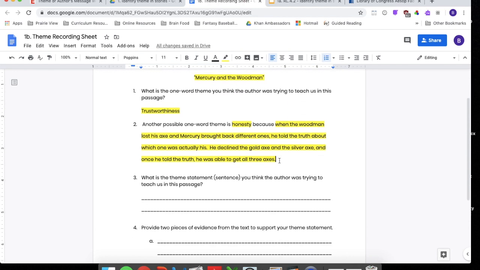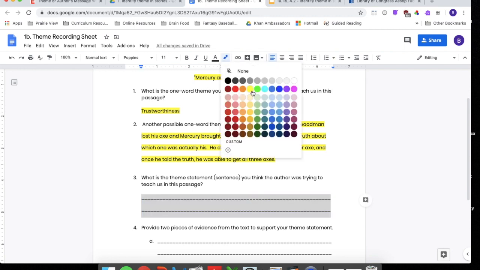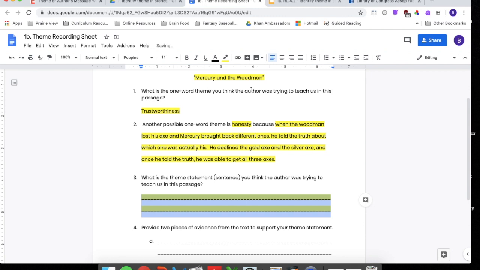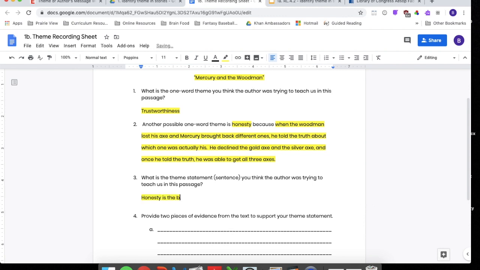All right, theme statement. Now here's what I'm thinking. We need to turn the word honesty into a sentence. And you might have heard this one before. Honesty is the best policy, which means it's the best way that you can act, right? If you do the honest thing, if you do the good thing, then good things will happen.